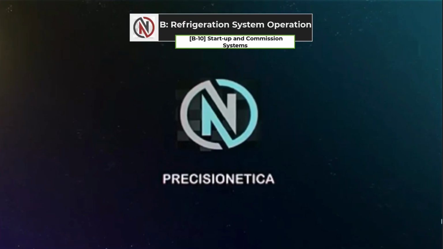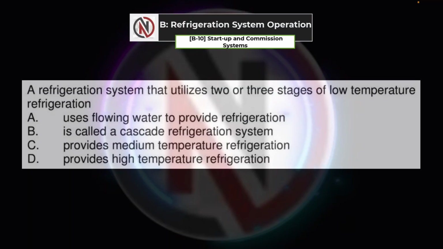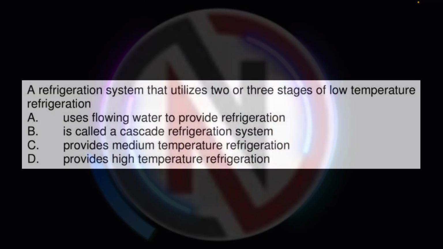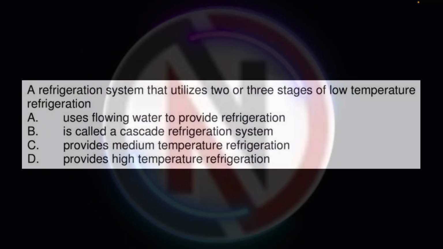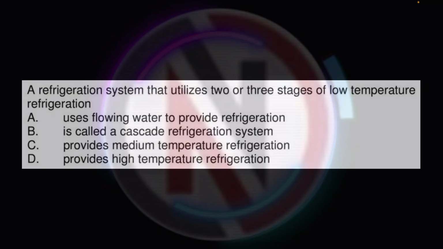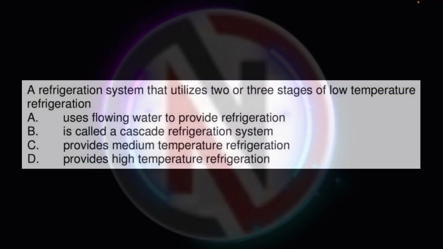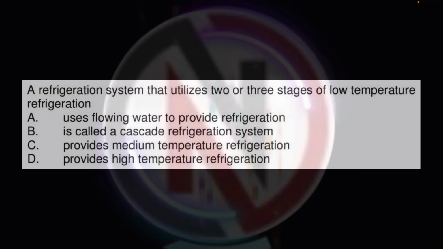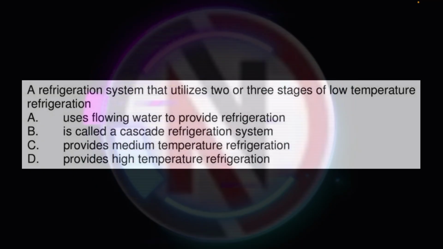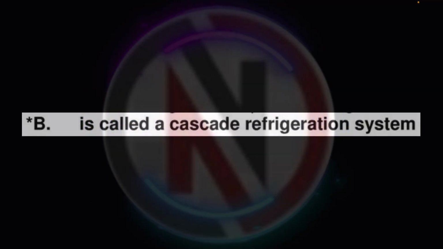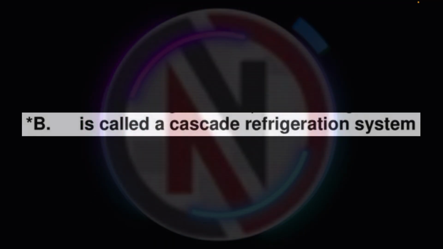A refrigeration system that utilizes two or three stages of low-temperature refrigeration: A, uses flowing water to provide refrigeration. B, is called a cascade refrigeration system. C, provides medium-temperature refrigeration. D, provides high-temperature refrigeration. B is called a cascade refrigeration system.